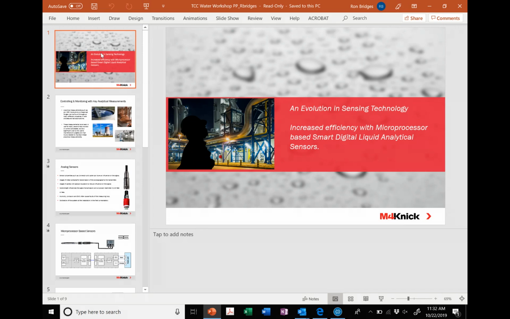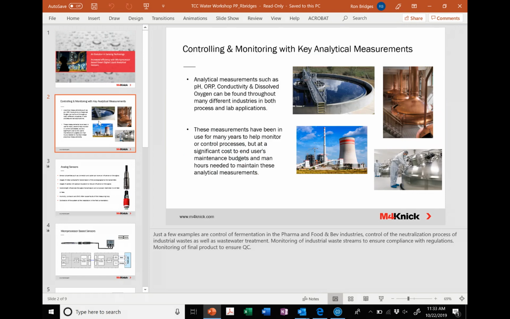So this presentation is talking about how the advent of microprocessor technology being married to liquid analytical devices is allowing the industry to become much more efficient versus the older technology. And when you're looking at liquid analytics, it's very common that you see these in a variety of industries.